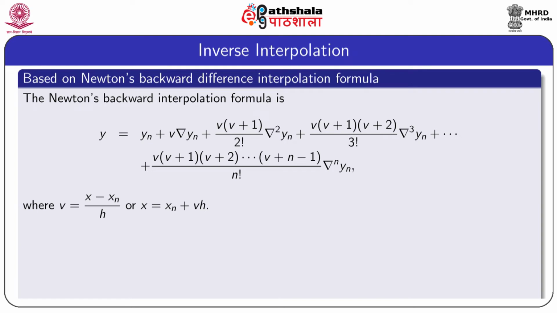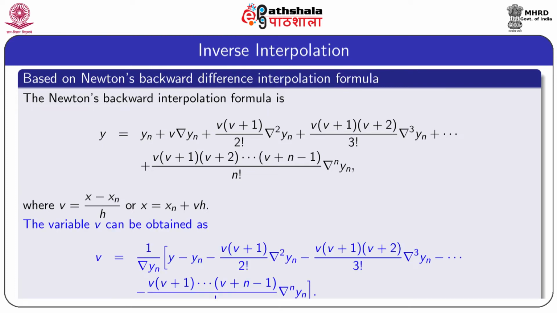Based on the Newton's backward difference interpolation formula, we have derived another inverse iteration formula. The Newton backward interpolation formula is y equal to yn plus v nabla yn plus v into v plus 1 by factorial 2 into nabla 2 yn and so on, where v equal to x minus xn by h or x equal to xn plus vh. The value of the variable v can be obtained as v equal to 1 by nabla yn into y minus yn minus v into v plus 1 by factorial 2 into nabla 2 yn and so on.